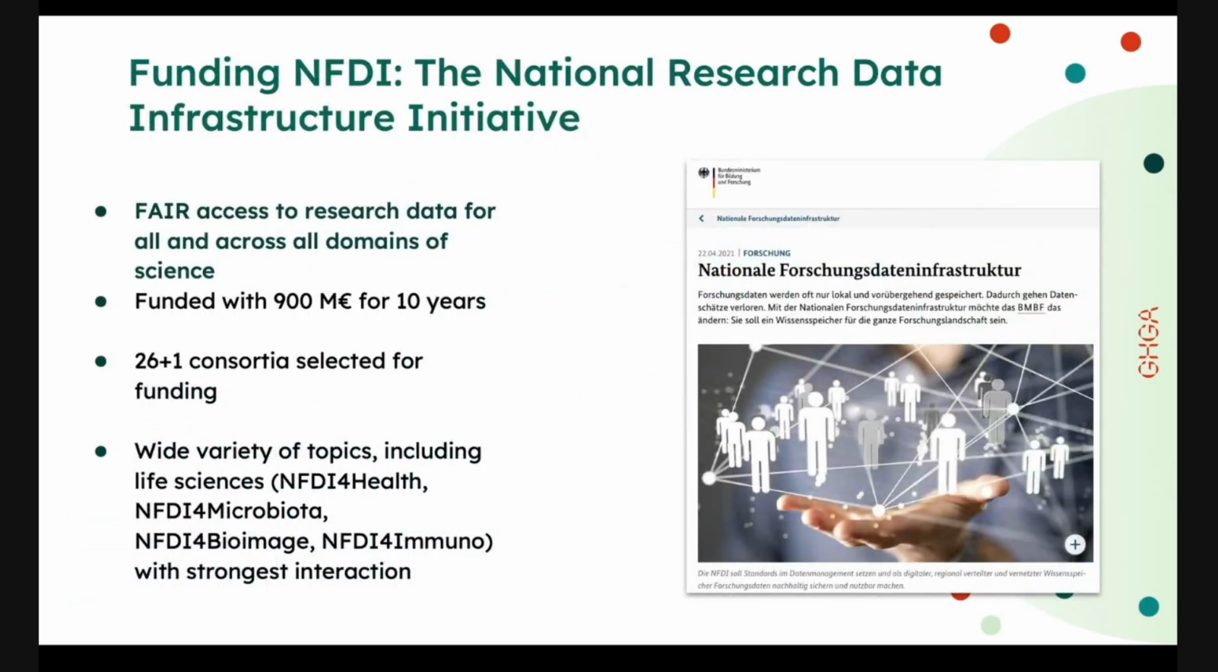This project is funded by the NFDI, the National Research Data Infrastructure Initiative, which funds projects like this, especially on the FAIR aspect of research data. The initiative offers about 900 million euros, distributed over 10 years. It supports various projects under this wing of NFDI, such as NFDI for health, NFDI for microbiota, and for bioimage, various research communities with similar intentions of wanting to do responsible data sharing. And we as a community, the GHGA, are strongly interlinked with all of these NFDI consortia as well.